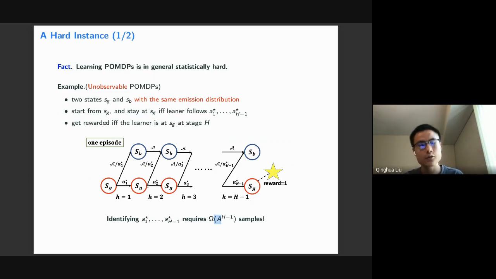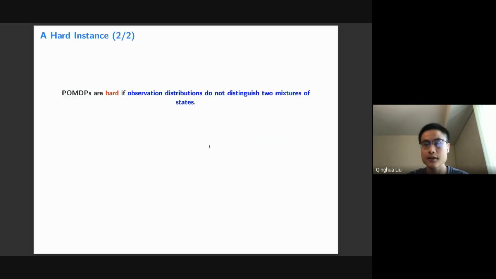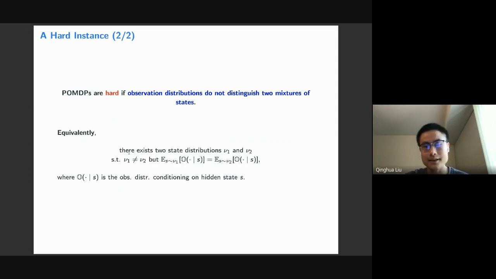So why is this instance hard? Because the observations reveal no information about the hidden states. We can easily generalize this hard instance to show that if there are two state distributions that have the same observation distribution, then learning the POMDP is hard. So mathematically, if there exist two state distributions, mu1 and mu2, that are not equal, but their induced emission distributions are the same, then learning the POMDP is hard.